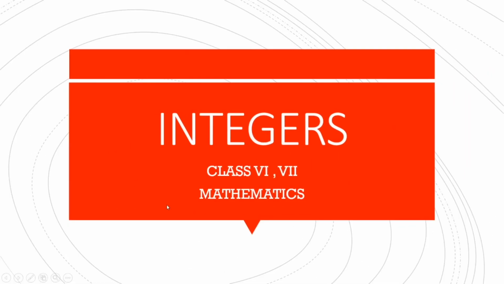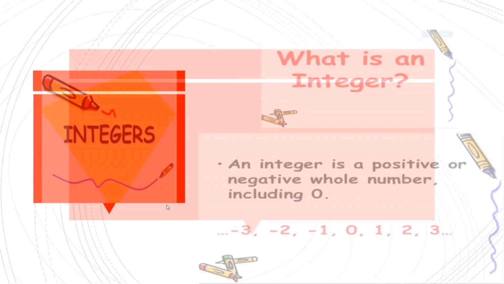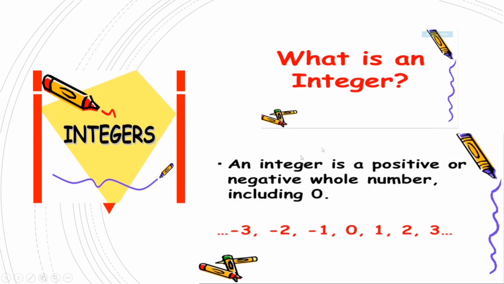Hi everyone, today's topic is integers. What is an integer? An integer is a positive or negative whole number including 0. Here we can see -3, -2, -1, 0, 1, 2, 3 and so on.